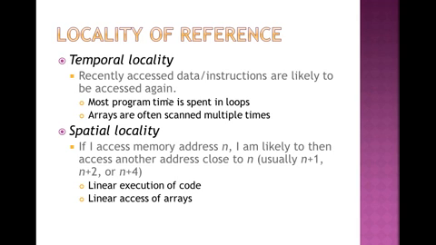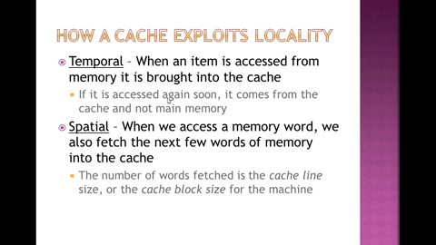In spatial locality, if I access memory address n, then I am likely to then access another address close to n, that is n plus 1, n plus 2, or n plus 4. That is spatial locality. So temporal locality is used for the loops and arrays, but spatial locality is used for addressing the next part. If I'm using one part, it will address the next part, and continue till the end. That is linear execution of the code and linear access of the arrays. So one is temporal and another one is spatial locality.